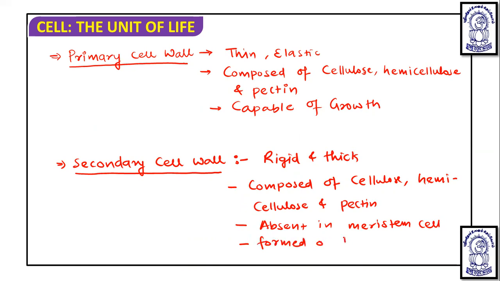It is formed on the inner side of the primary cell wall, that is, towards the cell membrane. And then inner to the secondary cell wall, you will see the presence of the tertiary cell wall. If we talk about the tertiary cell wall, it is laid inner to the secondary cell wall, and it is composed of hemicellulose and xylan.